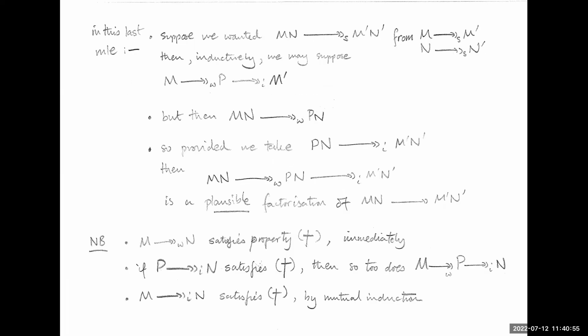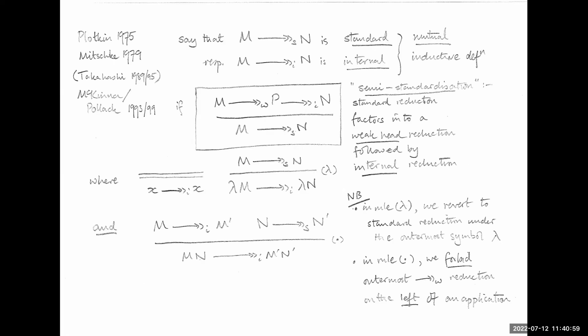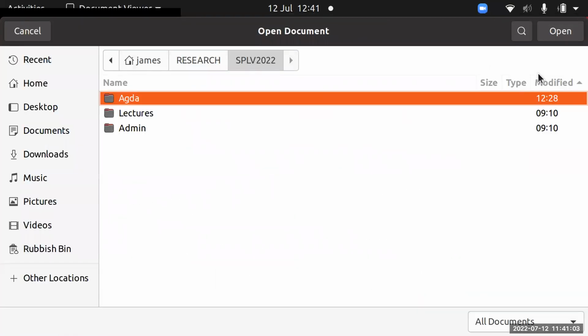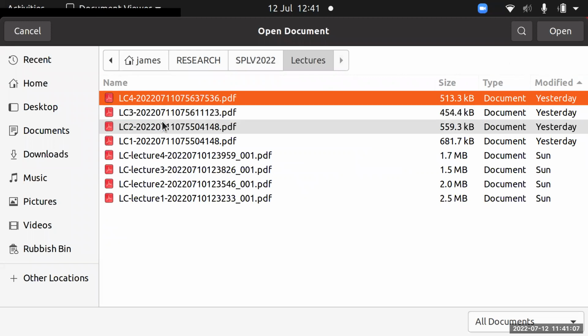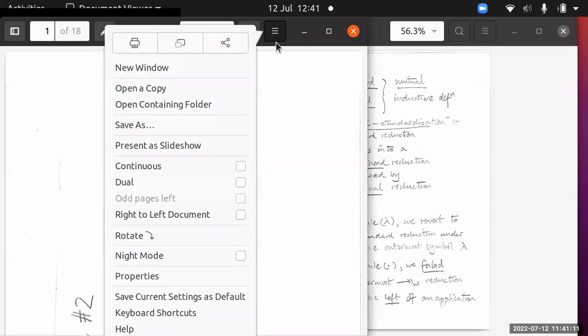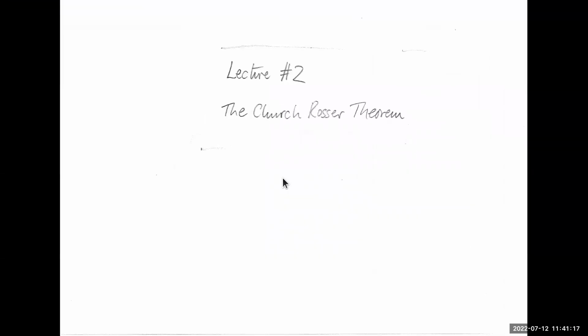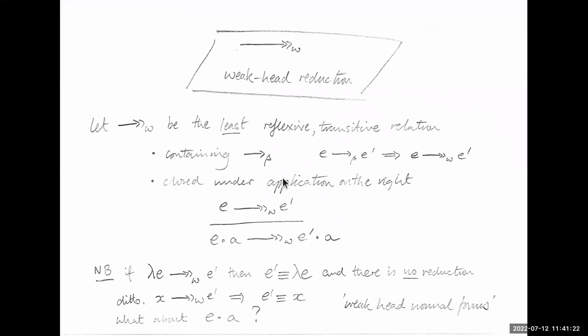Now, what's weak head reduction? Oh, man. Oh, no. Oh, sorry. Oh, yes. It was tacked on the end.